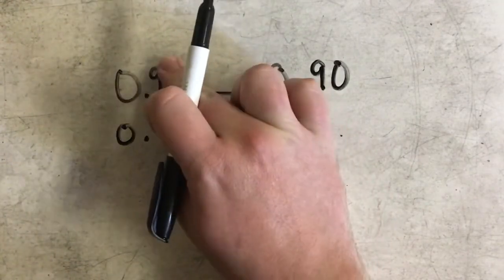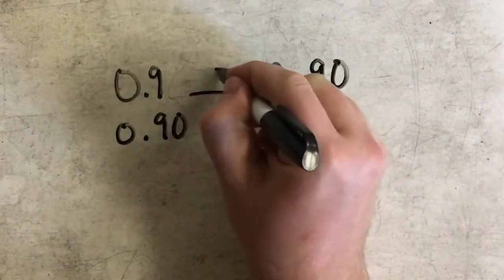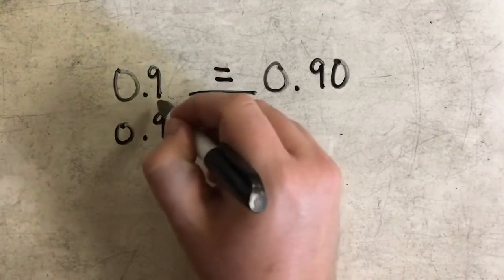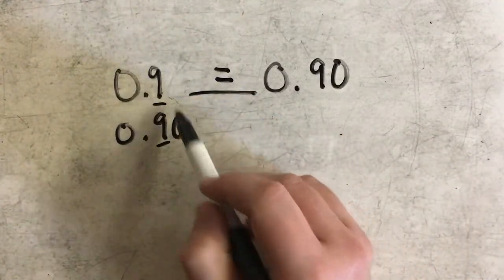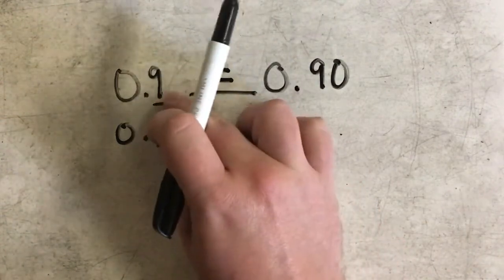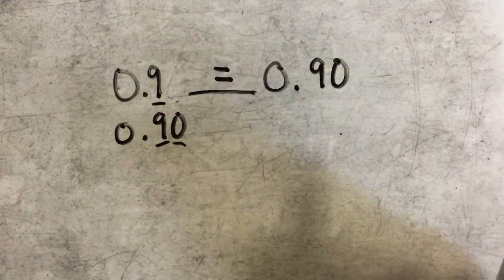So even without this 0, these two numbers would be equal because they have the same amount in the tenths place. And there's nothing in the hundredths place here, and there's nothing in the hundredths place here. So these would actually be equal decimals.